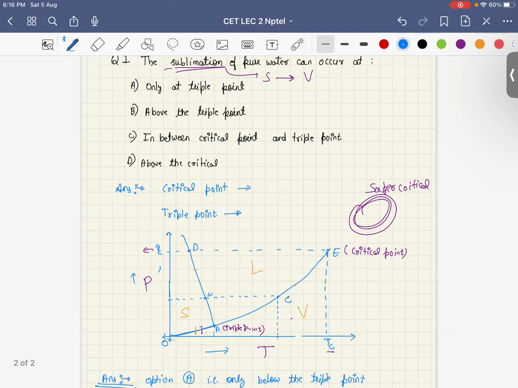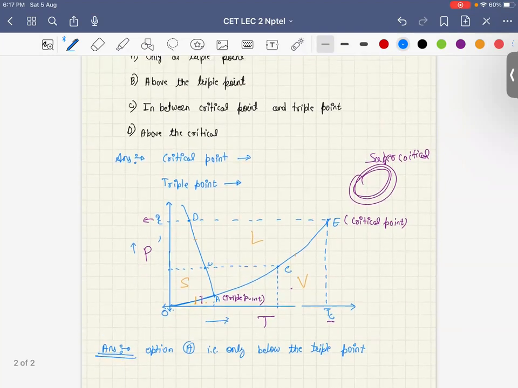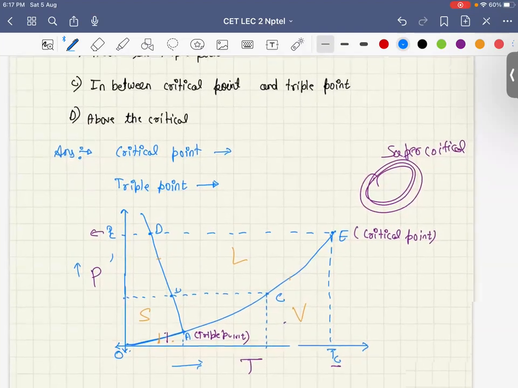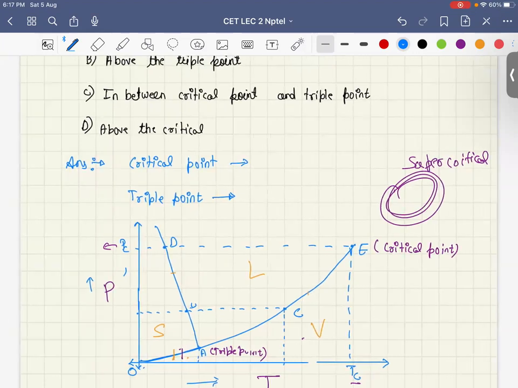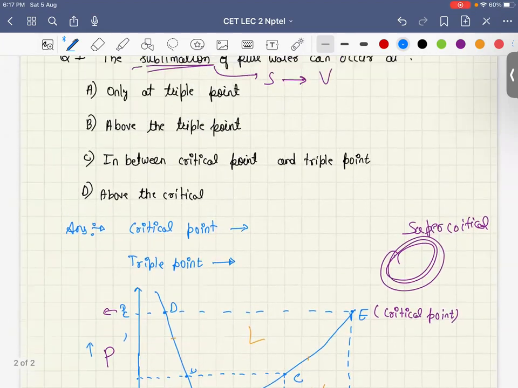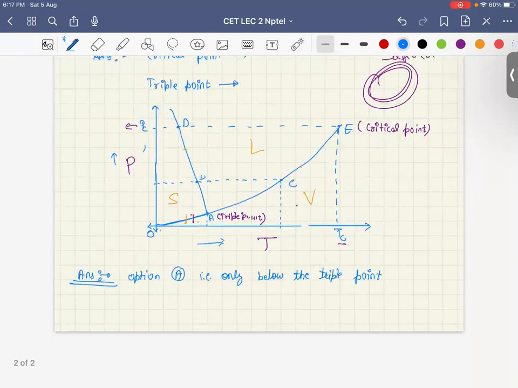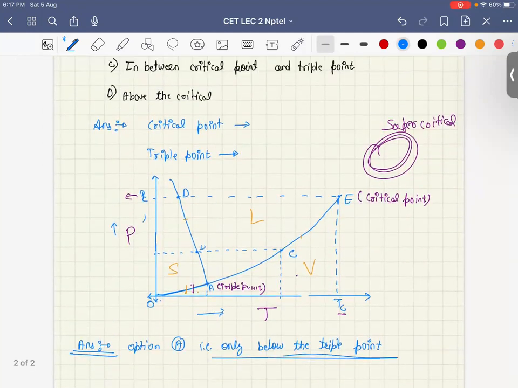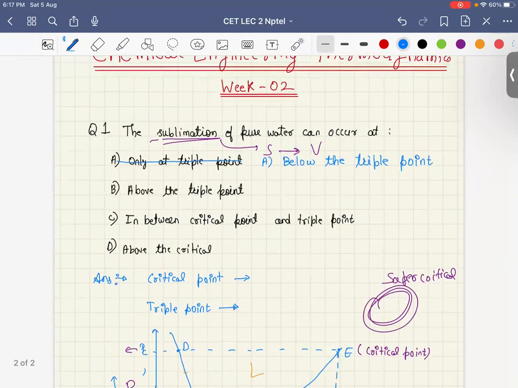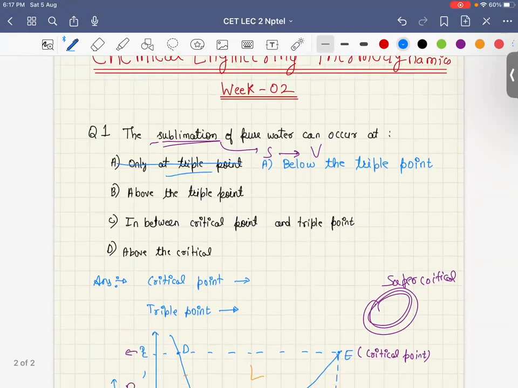It has to be below. It has to be below, right? It has to be below the triple point, right? Yes, this has to be below the triple point. But the option is not there, right? Yes. It has to be below the triple point. Yes, you are correct. It has to be only below. I wrote it like this, but maybe I had a typo in here. Okay. Only below the triple point.